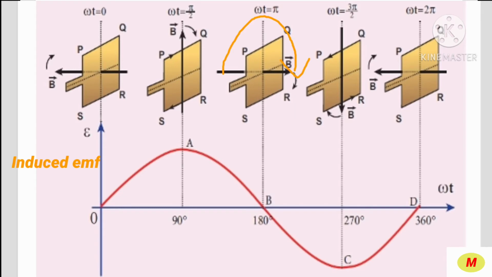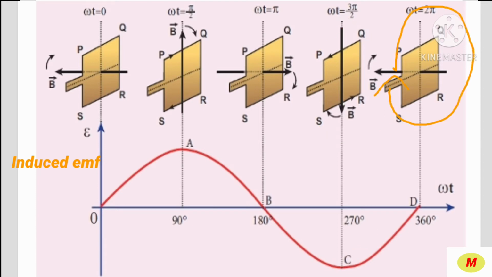When field magnet rotates 180 degree, the field is again perpendicular to PQRS and the induced EMF becomes 0. This is represented by the point B. When the field magnet rotates 270 degree, the field is again parallel to PQRS. The induced EMF is maximum but the direction is reversed. Thus the current flows along SRQP direction. This is represented by the point C.